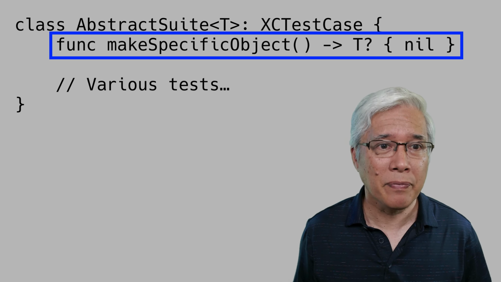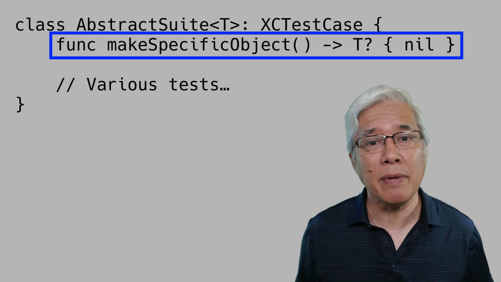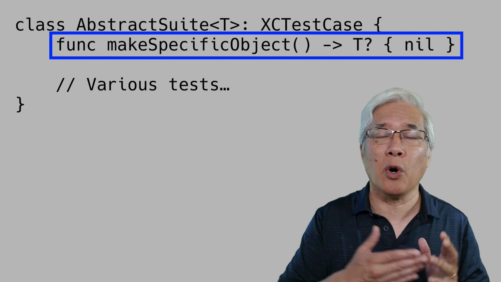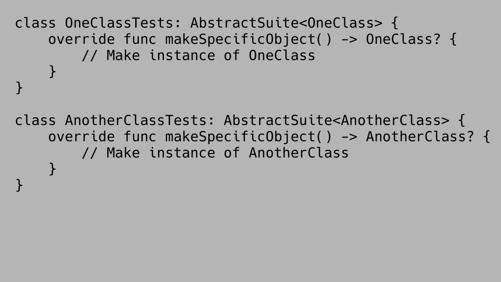In this example, a test can call makeSpecificObject, or maybe the test calls a more complex helper, and that helper calls makeSpecificObject to build the system under test. Then you can define specialized versions like this. This specializes the abstract suite for 2 versions. So it will run all the test cases for one class and then for another class.